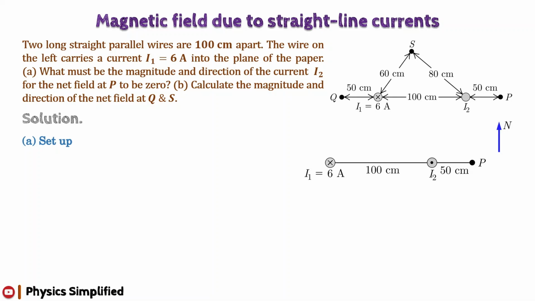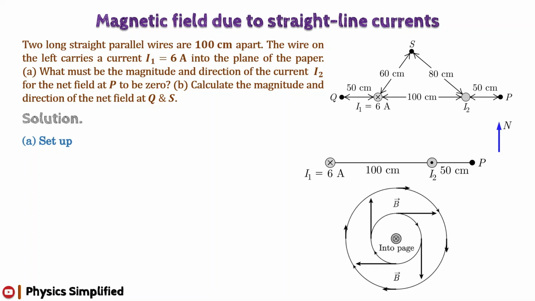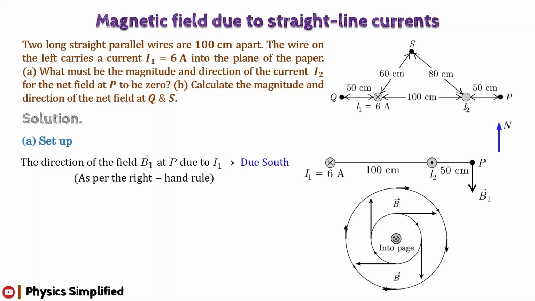The magnetic field lines for a long straight wire are concentric circles with the wire at the center. The magnetic field at each point is tangent to the field line as per the right-hand rule shown in the figure. So, vector B is perpendicular to the line from the wire to the point where the field is calculated. When the current I1 is into the paper, the direction of the magnetic field, vector B1, at point P is due south. We consider the magnetic field at P due to the current I2 as vector B2.